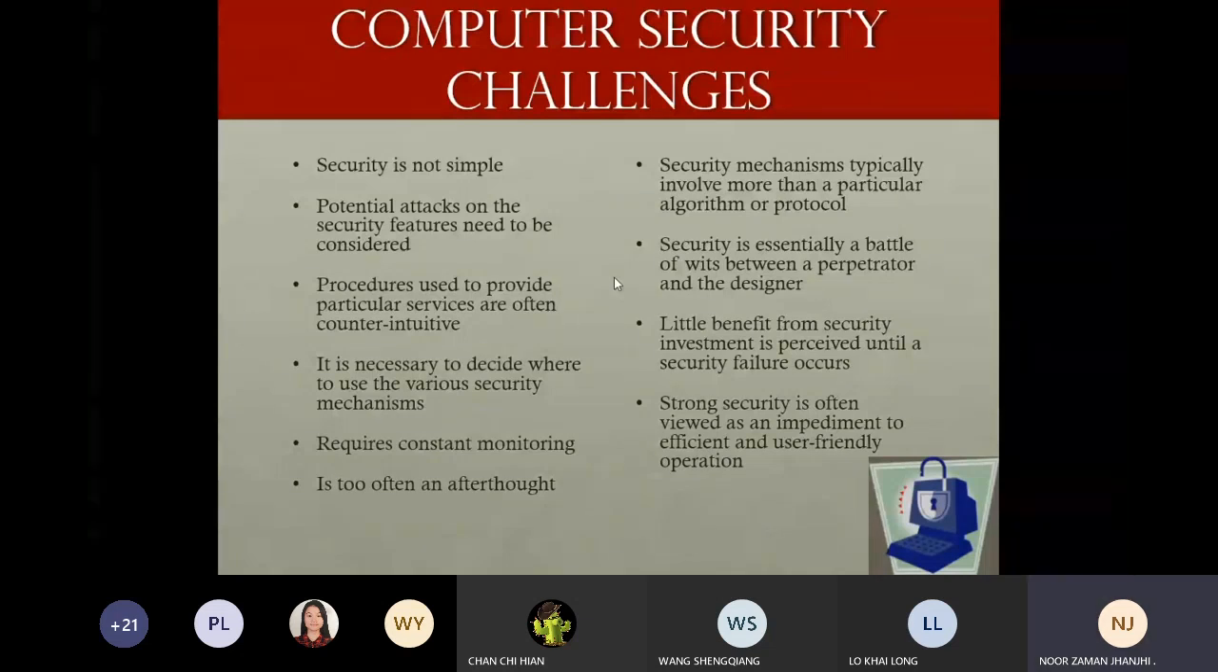So it is necessary to decide to use various security mechanisms. We cannot rely on one security mechanism. We have to have multiple different security mechanisms to make sure that we are providing a successful CIAA. And as we discussed in the first point, security is not simple. We cannot say that we have this solution and we applied it and now we just hang on and enjoy our time and security is done. No. Security is something which is constantly monitored.